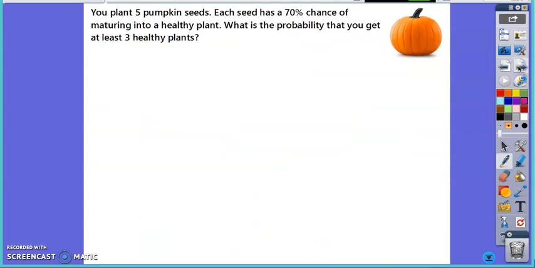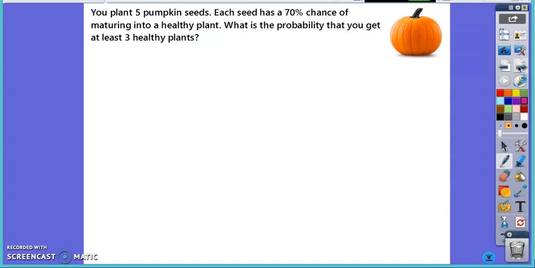Here's an example that maybe somebody in agriculture would be interested in. You plant 5 pumpkin seeds. Each seed has a 70% chance of maturing into a healthy plant. What is the probability that you get at least 3 healthy plants? And we have to assume that each seed is independent.